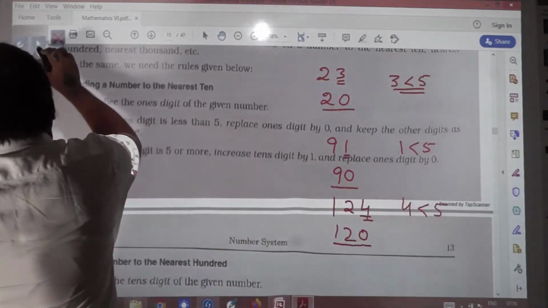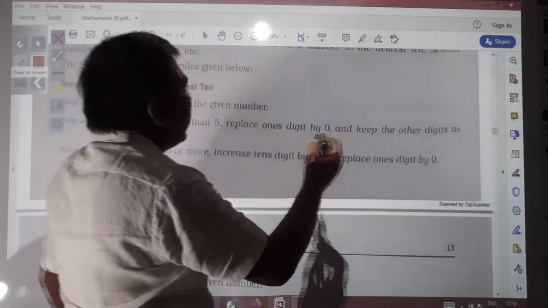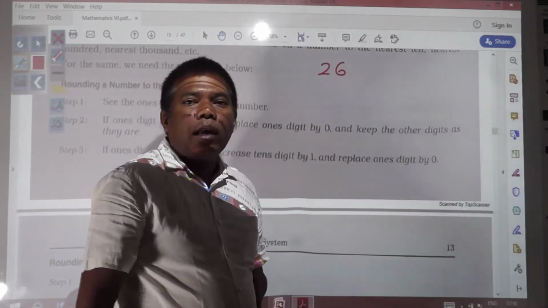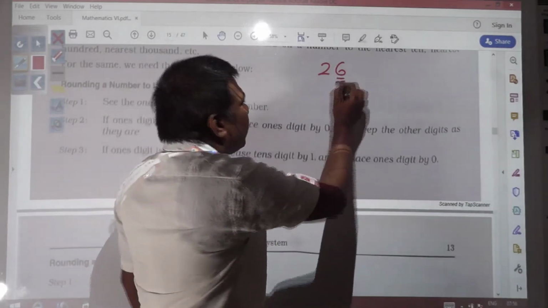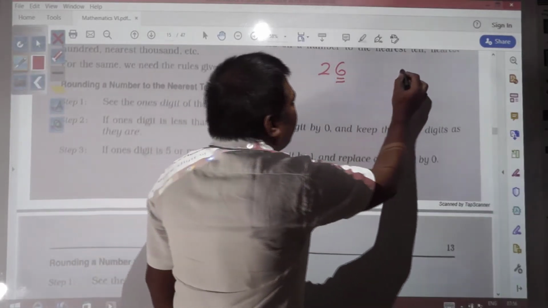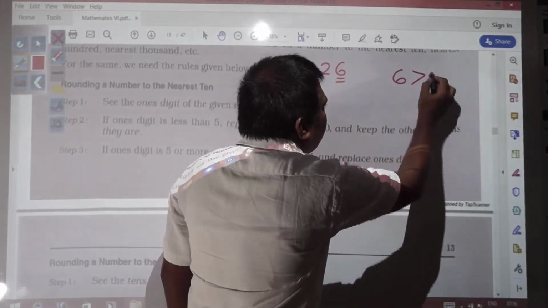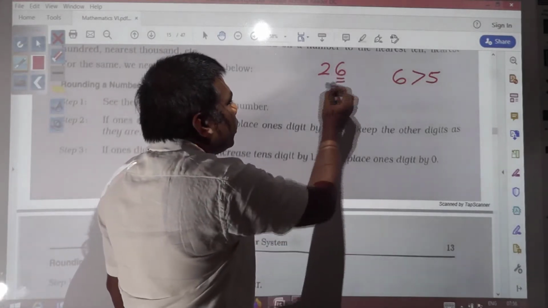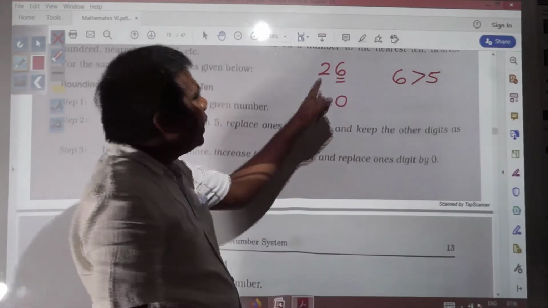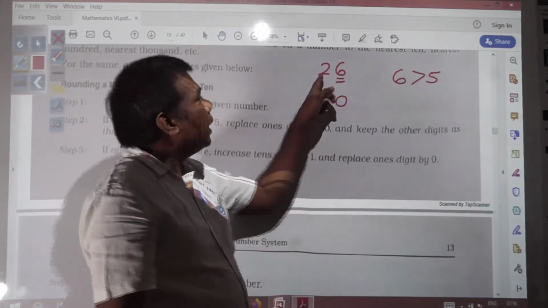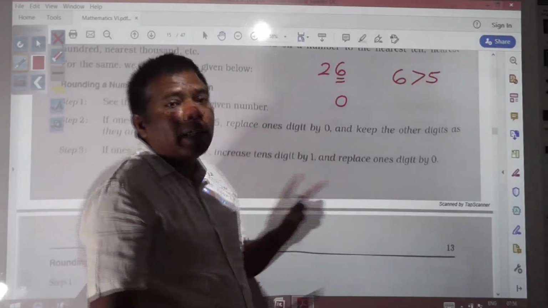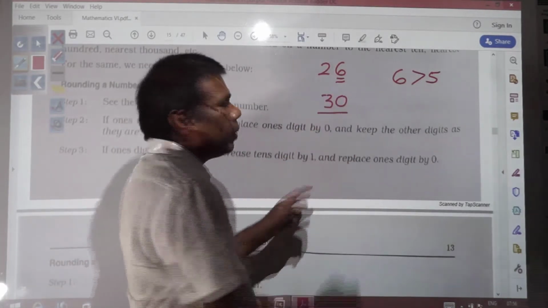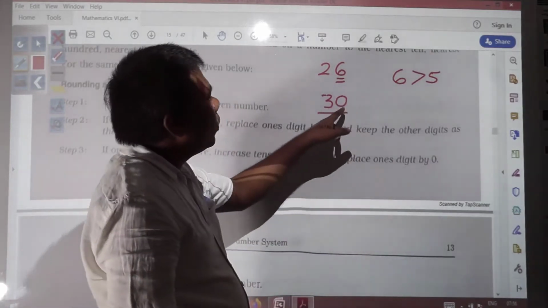Now we will take the next example. Suppose you have another number, 26. Now what will we do? We will see this ones digit. This time you have a ones digit greater than 5. So what do we need to do? This 6 is required to be replaced by 0. And the tens digit, whatever number you have, is required to be increased by 1. So 2 plus 1, it will become 30. I hope you understood what you need to do.